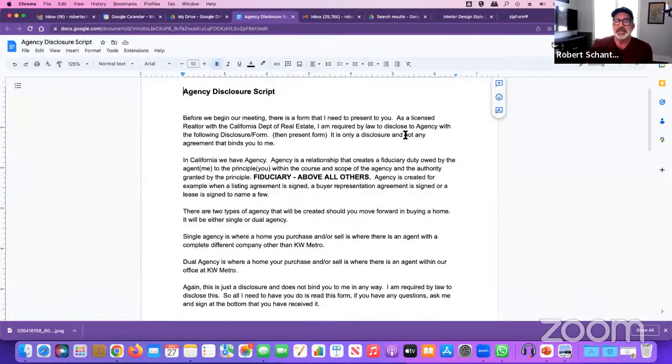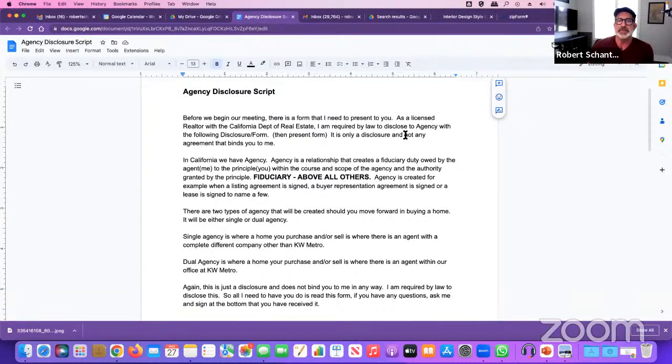There are two types of agencies in the state of California. There's what's called single agency. That's where a home you purchase or sells, where there's an agent with a completely different company other than KW Metro. And in this instance as well, too, KW Signature, even though we're sister offices, that's a complete separate office. So that's single agency, even though I'm the broker over there as well, that's still single agency.